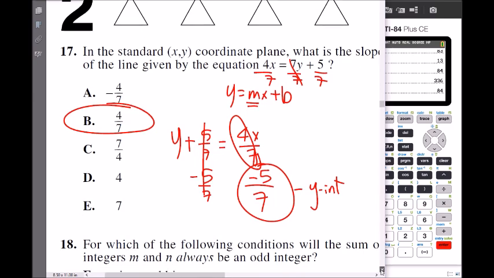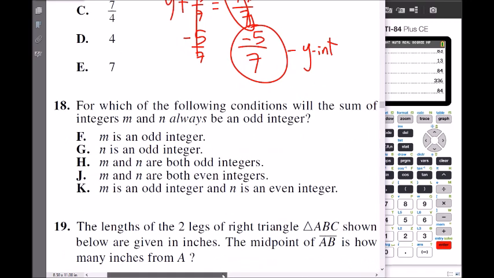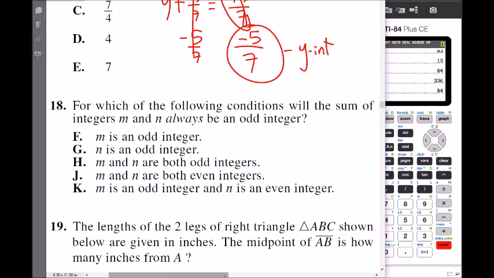18. For the following conditions, will the sum of the integers m and n always be an odd integer? So m is odd, but let's say it's 1. If n is odd again, then it becomes even, so no. Same thing, if n is odd and m is odd, then they're even, so no. M and n are both odd, then it is even when you add it. M and n are both even, like 2 plus 2 is even, so no. M is odd and the other one is even, then even plus odd becomes odd, so K.